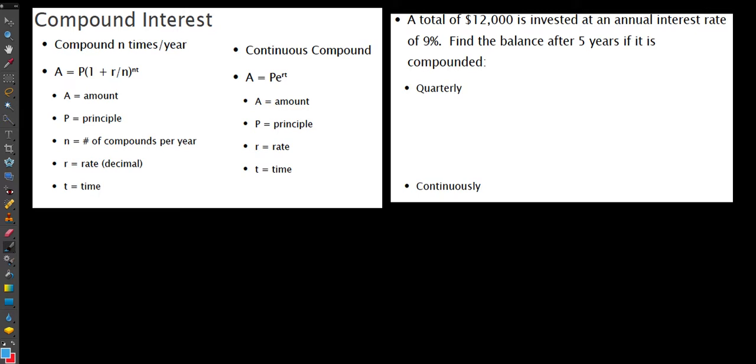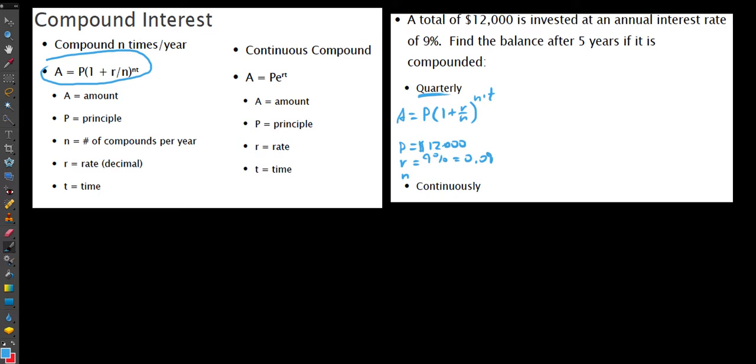So first things first, when this says quarterly, that's a key indicator that I'm going to be using this first formula. I'm going to go ahead and write that down. We say the amount at any given time t is equal to what you started with times 1 plus the rate over the number of compoundings per year to the power of number of compoundings per year times the number of years. So some things that I tend to recommend to people are write some stuff out. Like, what is P? Well, we know P is $12,000. We know the rate here. The rate is 9%. So remember that we have to write this as a decimal, 0.09.